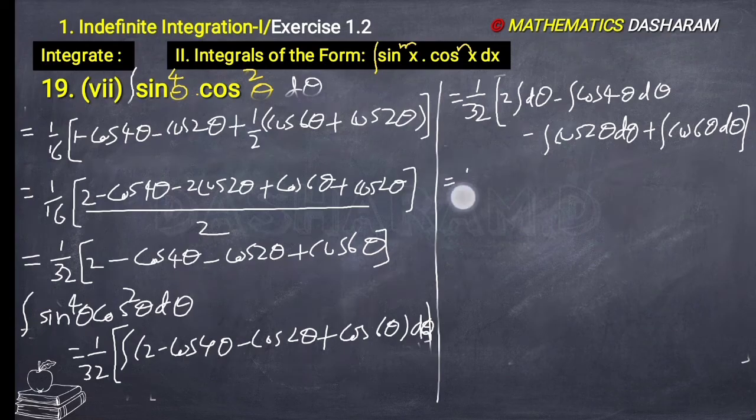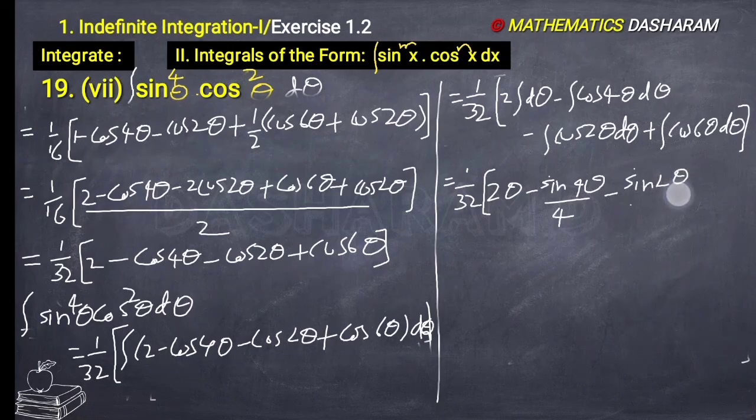So it is equal to 1/32 bracket of 2 into theta minus integration of cos 4 theta is sin 4 theta divided by 4, minus integration of cos 2 theta is sin 2 theta divided by 2, plus integration of cos 6 theta is sin 6 theta divided by 6, plus C is our required answer.